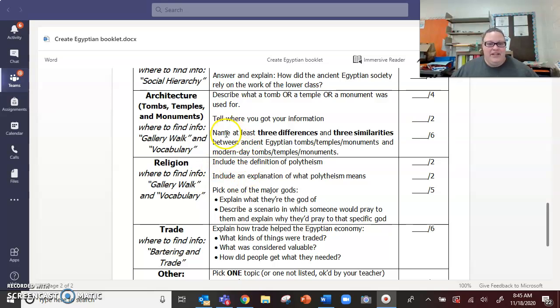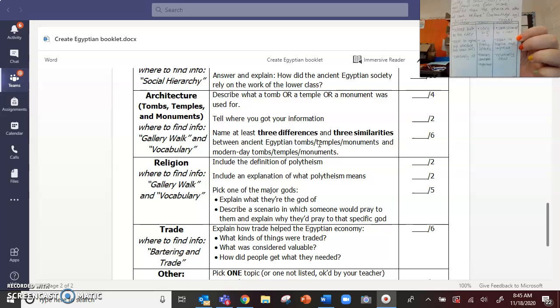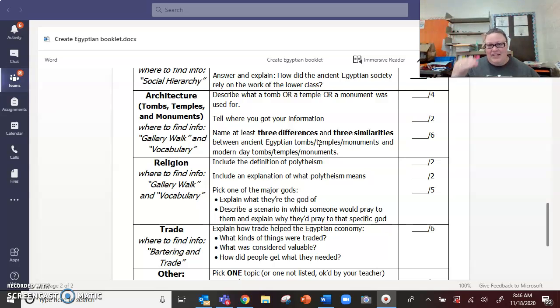Same thing with this. You're going to name at least 3 differences and 3 similarities. You can draw a Venn diagram, you can do a box Venn diagram, however, you can just write it out in a list. However you are most comfortable explaining 3 similarities between ancient Egyptian tombs, temples, and monuments and modern day tombs, temples, and monuments. Now, if you are just describing a temple, please don't tell me similarities between tombs. Please don't tell me differences between monuments. You are only talking about temples, or you are only talking about tombs, or you are only talking about monuments.